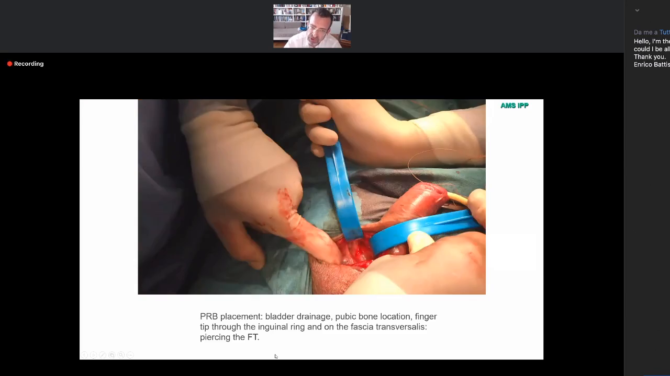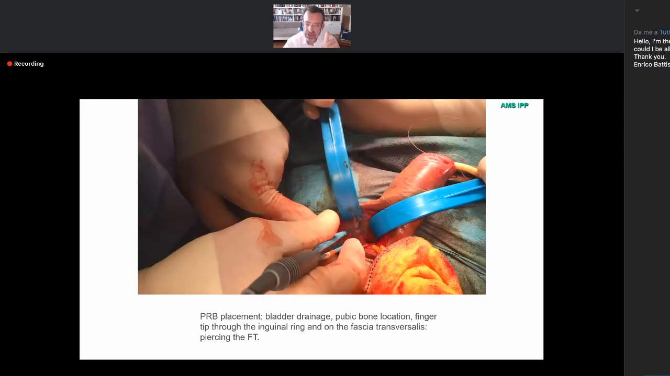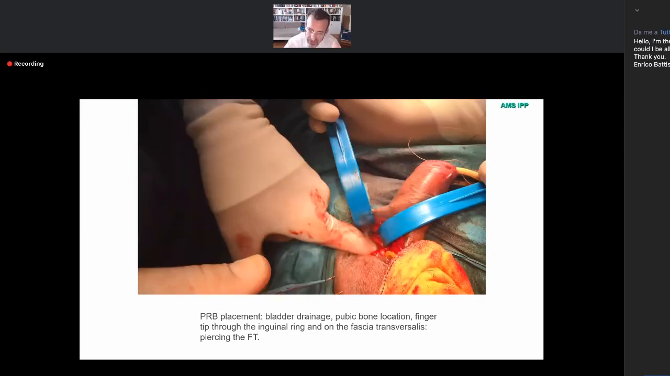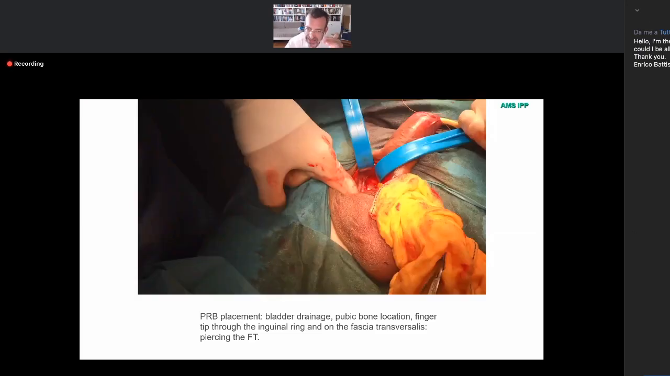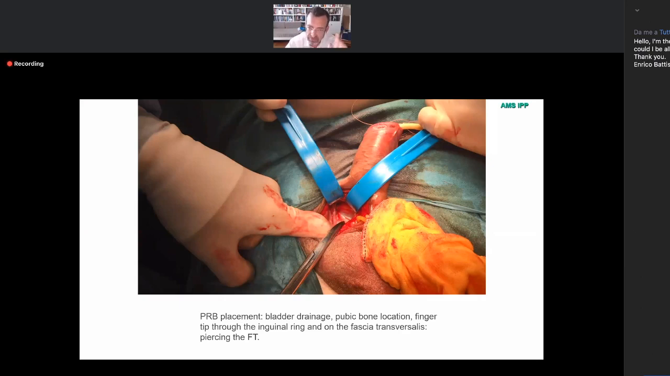You are at that time at the retroperitoneal place, and you see here, you place the reservoir beside the bladder. But the most important is that you always move inside of the inguinal ring. Please, this is very important.